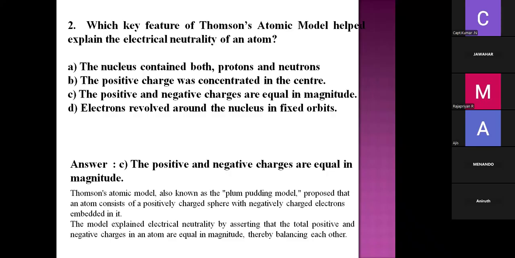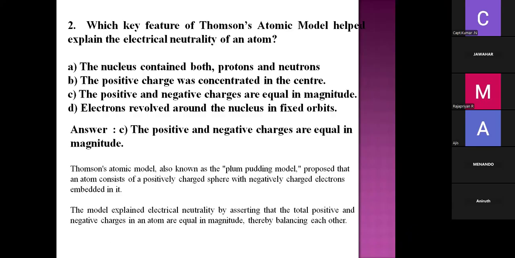The positive and negative charges are equal in magnitude. Thomson's atomic model, also known as the plum pudding model, proposed that an atom consists of a positively charged sphere with negatively charged electrons embedded in it. The model explained electrical neutrality by asserting that the total positive and negative charge in the atom are equal in magnitude, thereby balancing each other. Electrons, being negatively charged, are uniformly distributed throughout the positively charged sphere, ensuring no net charge on the atom.